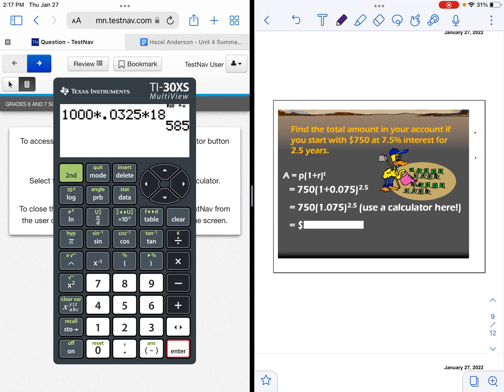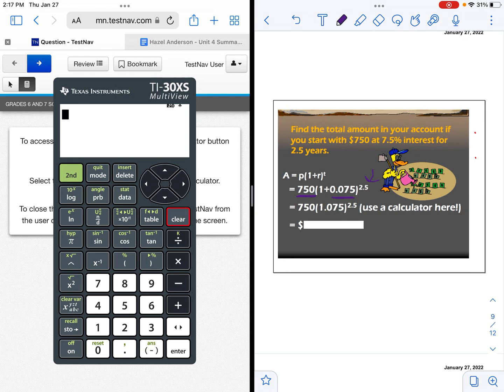So let's come here. We're going to find the total amount in your account if you start with 750 at 7.5% interest for 2.5 years. So here's my principal of 750. You can see I changed my percentage into a decimal, and then I invested it for 2.5 years. Use your calculator. You can do this all at one time.